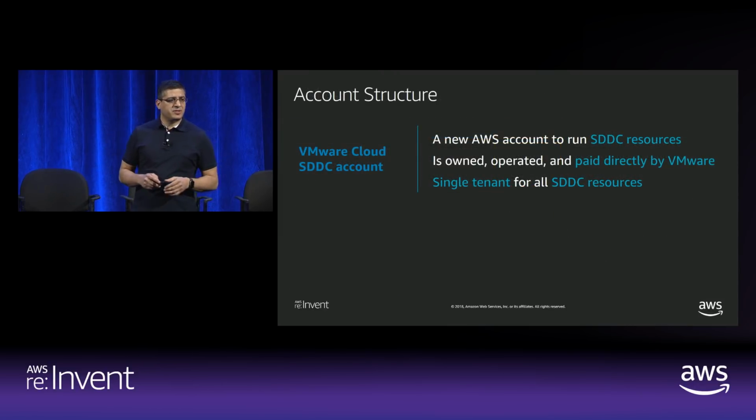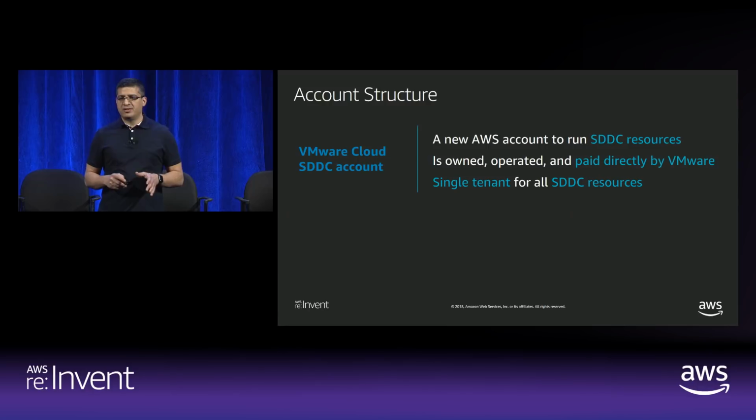From an account structure perspective, there are 2 AWS accounts involved in every VMware cluster. The first one is created by VMware on behalf of the customer to host all of the AWS resources necessary to run that VMware cluster. So it's owned and managed by VMware as part of the management model of the offering, and it's single tenant, meaning this account is only used for one customer.